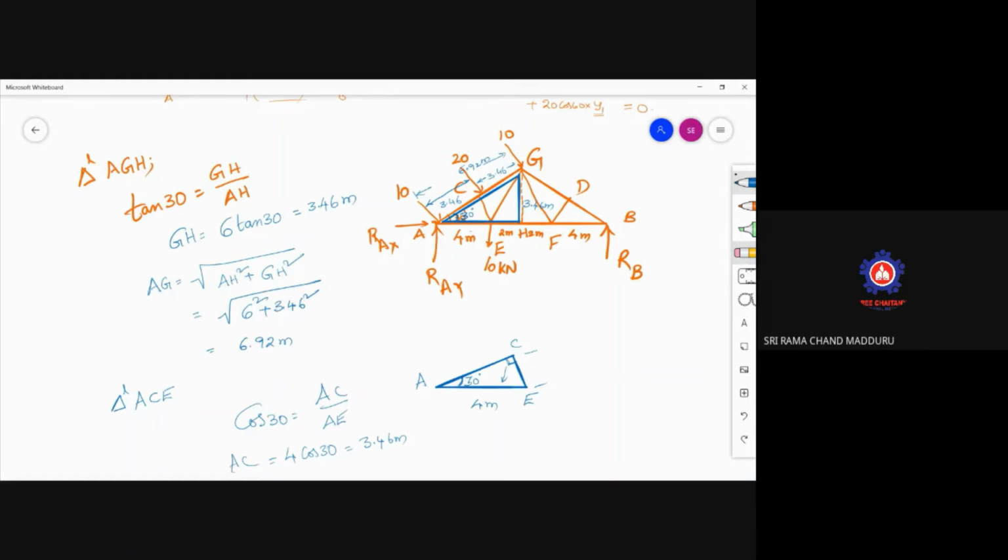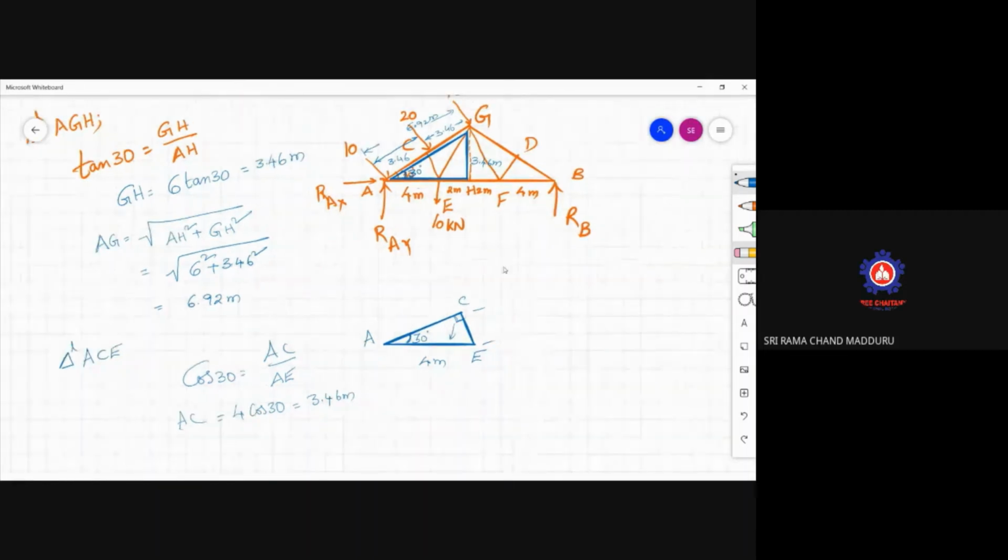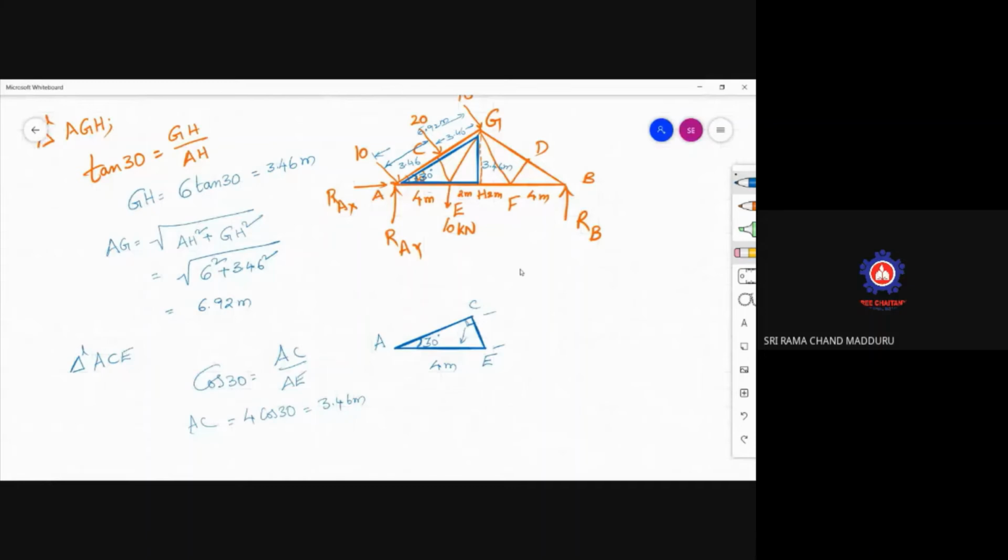Now go to sigma M about A is equal to 0. I have not resolved these forces along x and y direction, forget about it. Now here, moment about A is equal to 0. When you take moment about A is equal to 0, anti-clockwise minus RB into, plus 10 into 4 is giving clockwise moment. 10 into 0, why? Because this is passing through the same point, so the moment is 0.